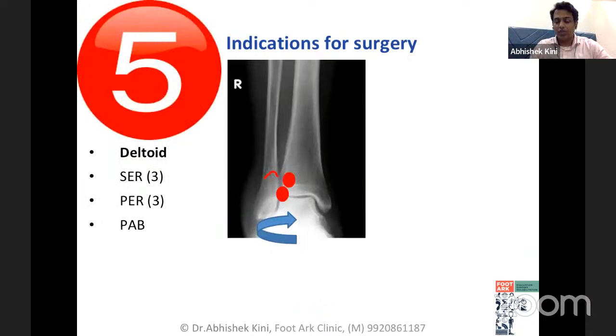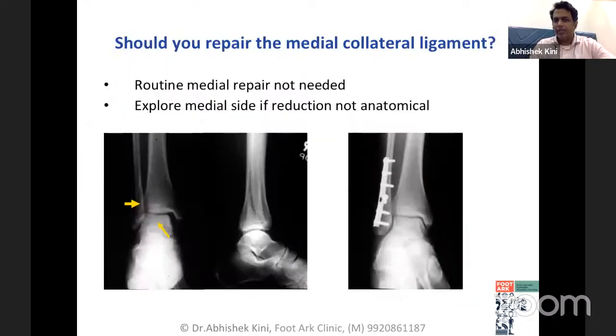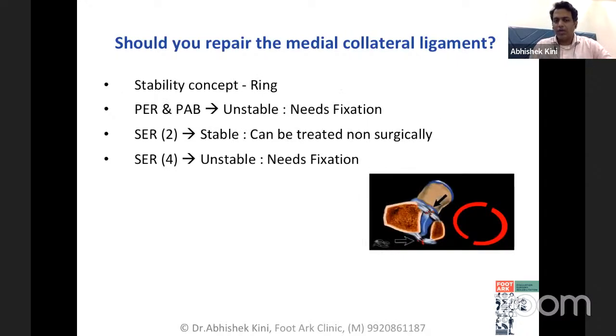Coming last, but one of the most controversial topics, is deltoid repair, or the indication for surgery is the deltoid. Deltoid injuries are seen in supination external rotation, pronation external rotation, and pronation abduction injuries. Routine medial repair is not needed, and we need to explore the medial side if reduction is not anatomical. So if you consider the ring concept of stability, for any unstable fractures in pronation external rotation and pronation abduction, we need to fix or repair the deltoid. In a supination external rotation 2, where the injury has not come up to the medial side, it can be treated non-surgically.